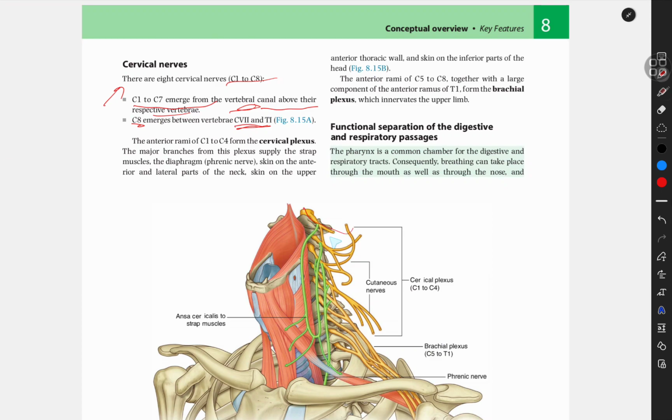So this is C1, the atlas. C1 nerves come out here. The axis, C2 nerves come out here. C7 comes from here. This is C7 and this is T1 now. C8 comes from here, and then T1 comes from here.